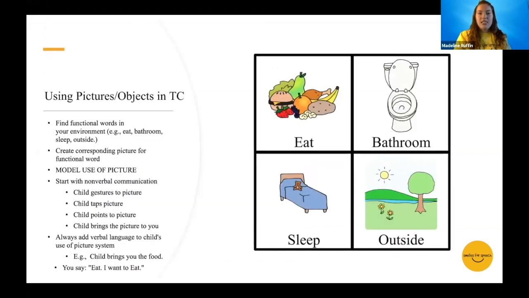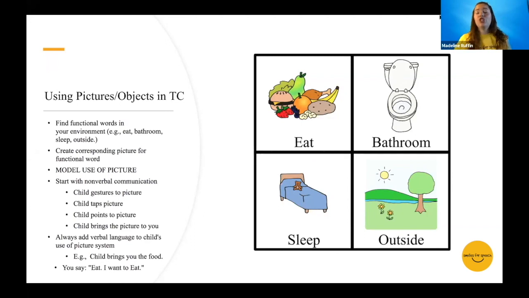The next piece in total communication that I want to talk about is using pictures or objects. So as Amanda is going to talk about, and as Michelle talked about a little bit, there are more developed AAC options out there. There's tech ones, there's core boards. What I'm talking about is just using single pictures and single objects to build on pre-linguistic skills before using a larger core board or AAC device.